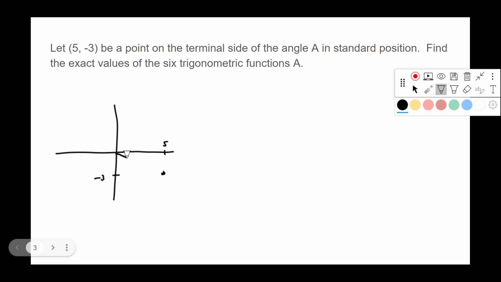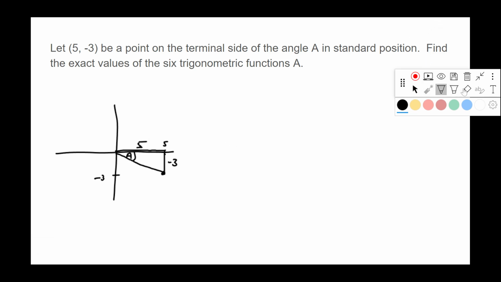Now let's draw out here. This is the terminal side, there. And from there, we can make a triangle. There's my triangle. I'm going to call this angle A. I know that I have to go to the right 5 units. I have to go down 3 units.